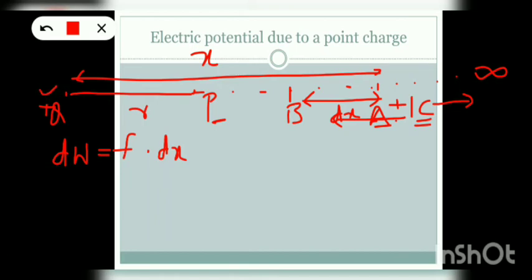So we must apply a force equal to this electrostatic force, but opposite to the electrostatic force. So the magnitude is equal to the electrostatic force Fe, but the direction is opposite, hence a negative sign must be included here.